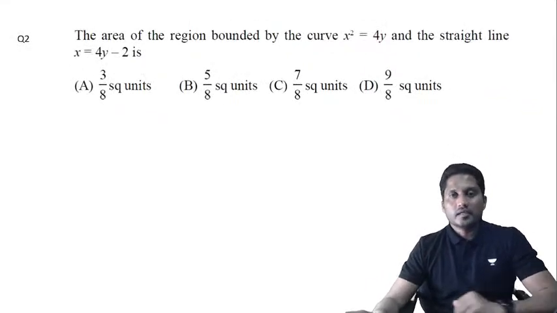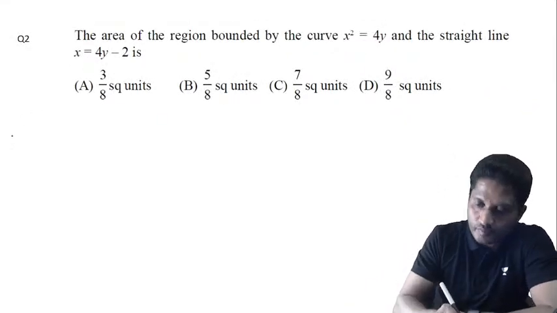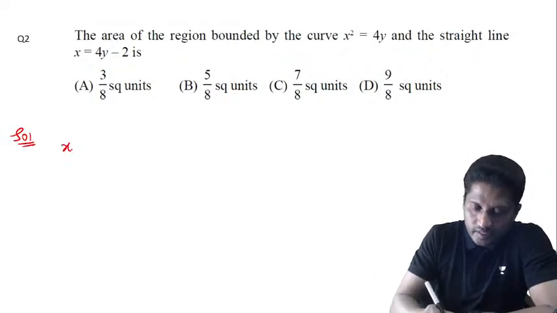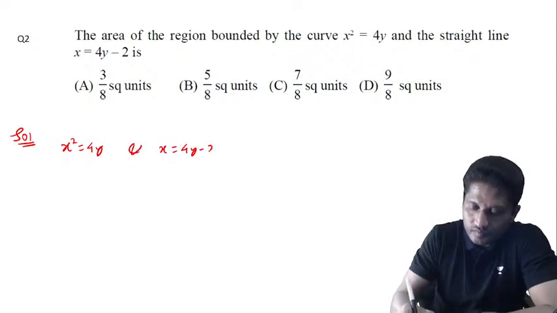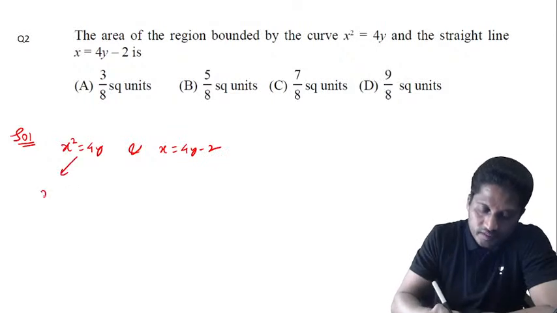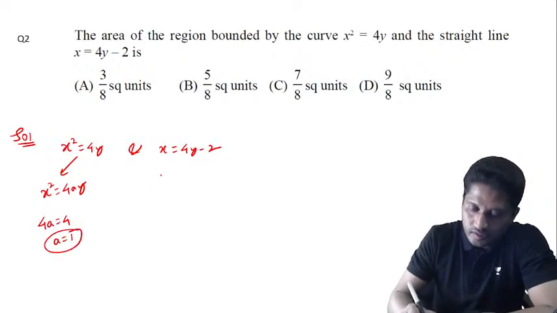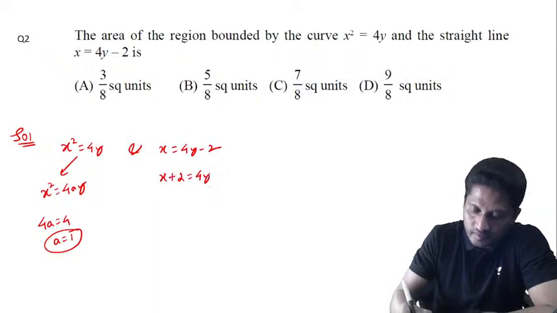Okay. See, this shortcuts I have given you before as well. This is x square is equal to 4y, and the line x is equal to 4y minus 2. This is of the form x square is equal to 4ay. 4a is equal to 4, a equal to 1. This is x plus 2 is equal to 4y.